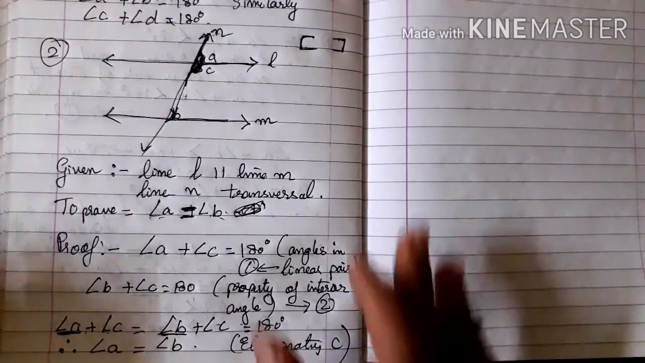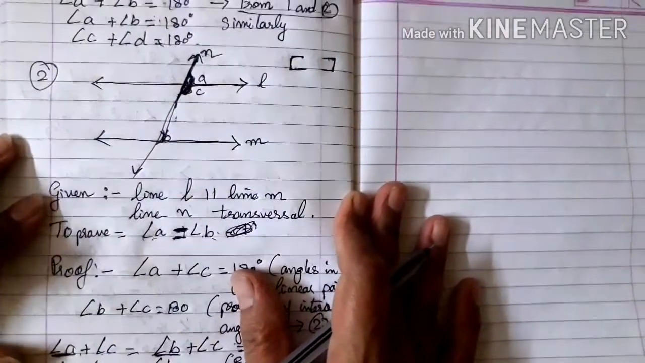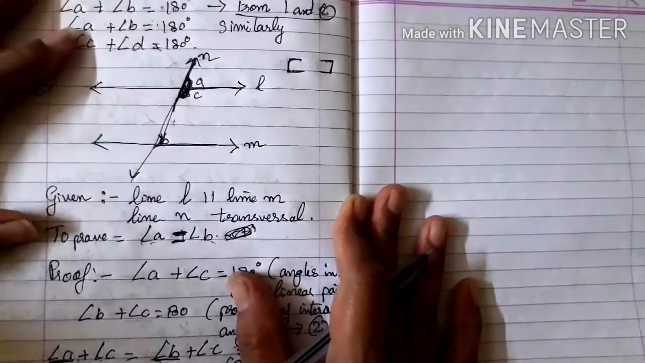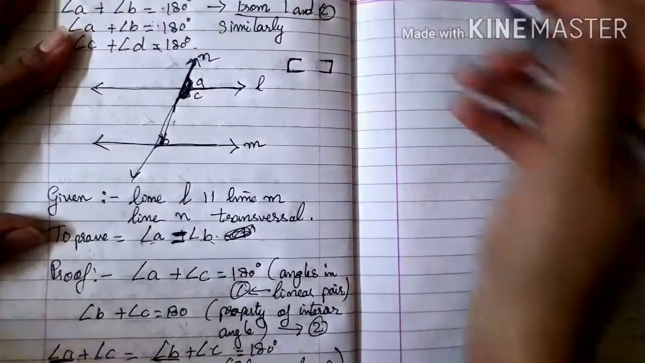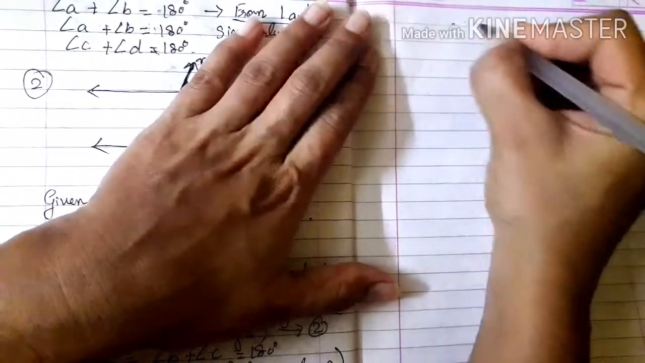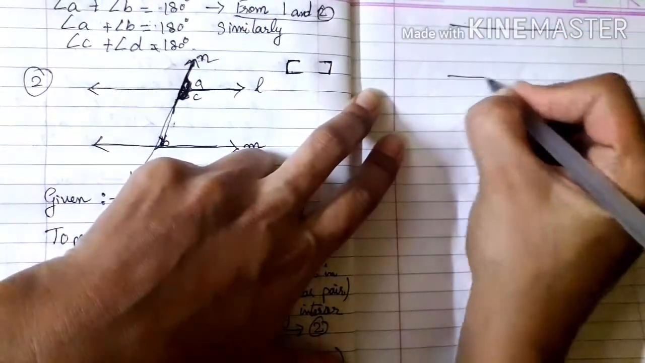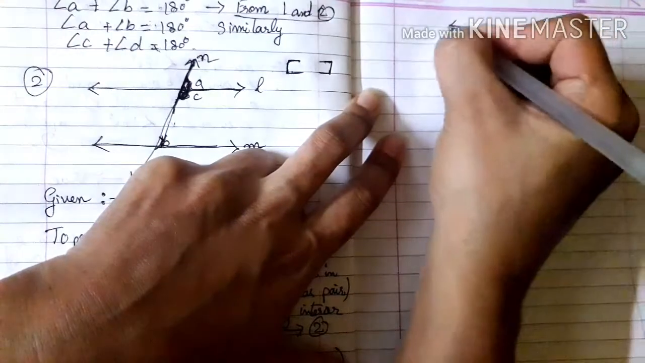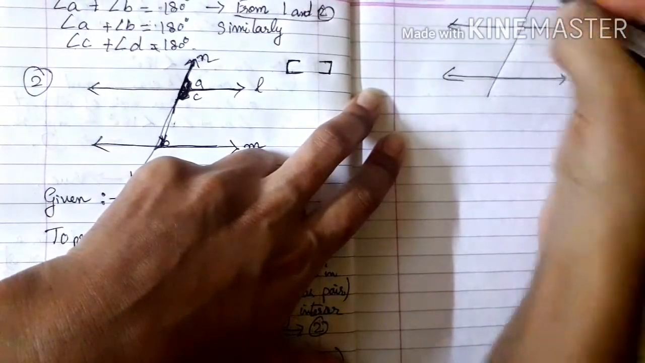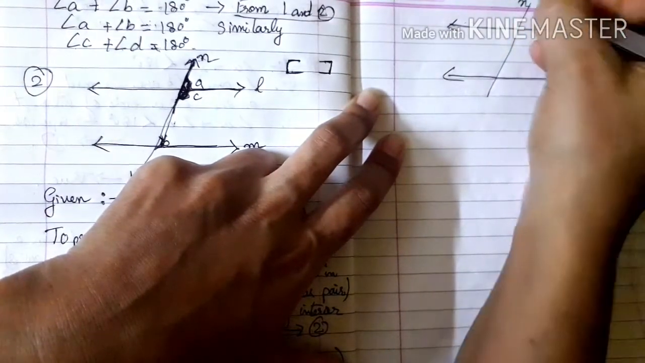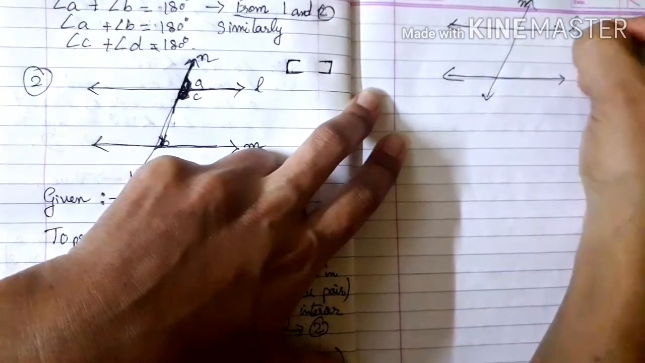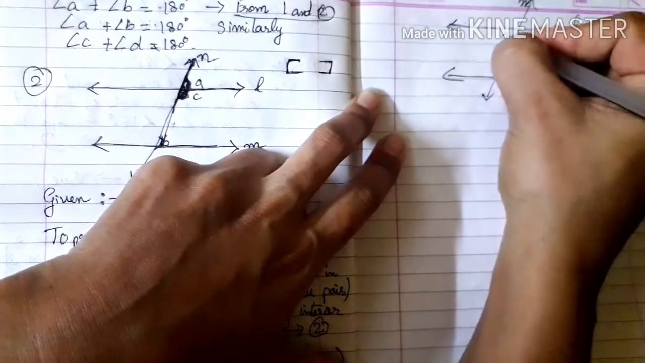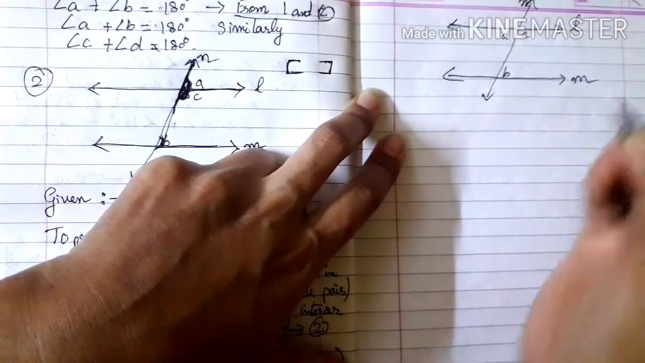Got it? Now, moving towards the third theorem, that is the alternate angle theorem. In this also we have to draw two parallel lines and a transversal N. This is L, this is M, this is D, C and B.